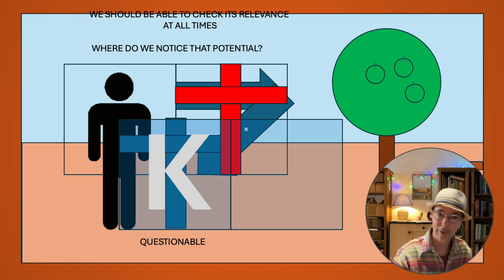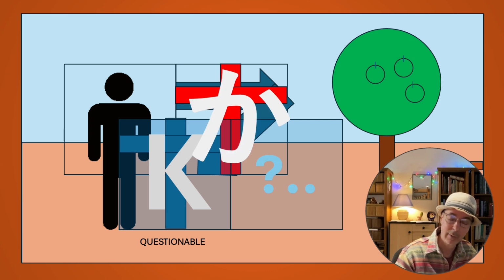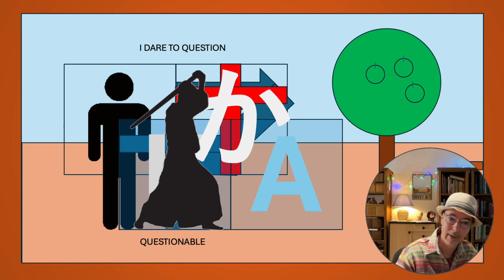Do we still have the conditions? Is it relevant? Is it relevant to all times? And is it relevant to time in general? And can we notice its potential? So it is this question that we can have here. That's the Ka. Ka is daring that question.